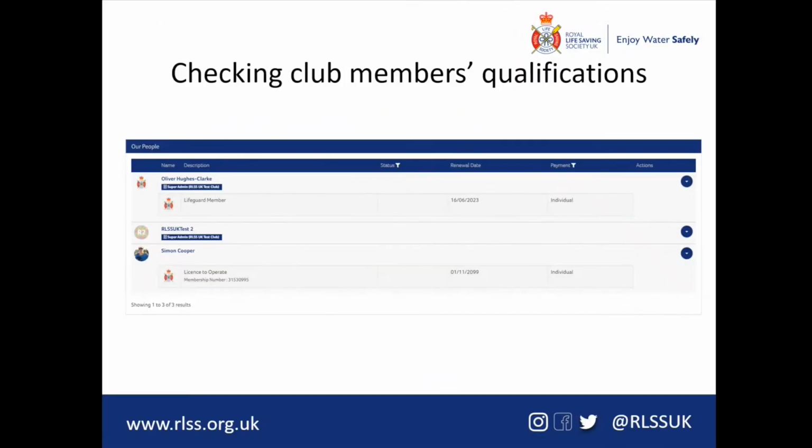So, first thing we're going to have a look at is the Our People section. If you go into Our People by hovering over your username in the top right and selecting the club from your list of organisations, then you'll have a list of various different headings across the screen, and Our People, I believe, is the second one. So it will show a list of anyone that you've added to the club.